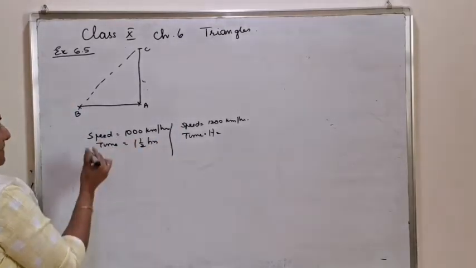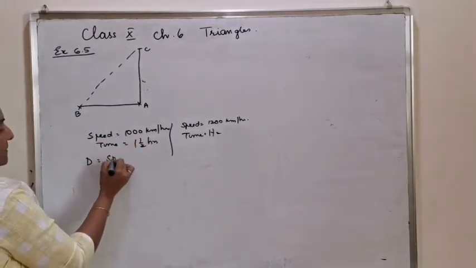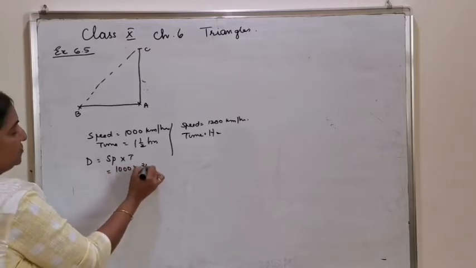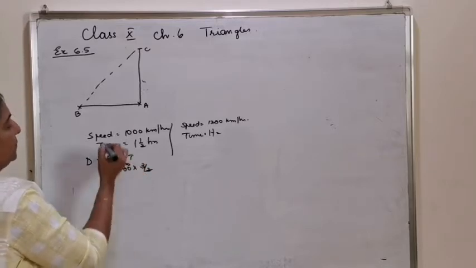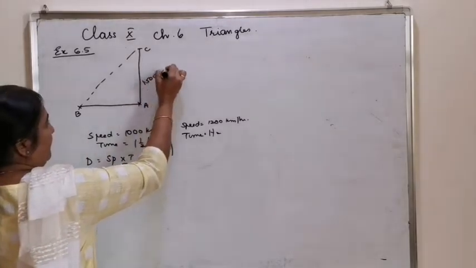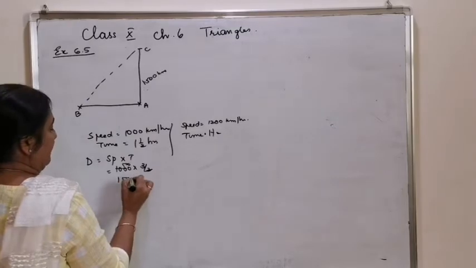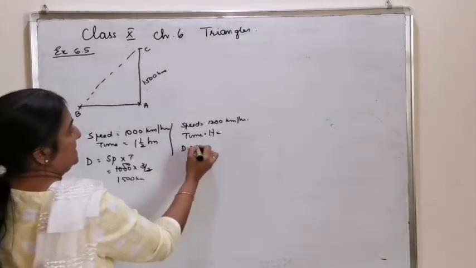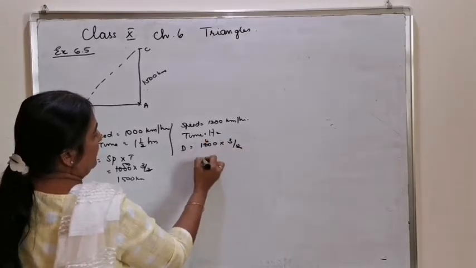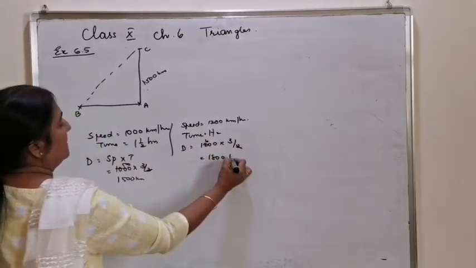So, if you know speed and time, distance is equal to speed into time, that is 1000 into 3 by 2 is giving you 1500 km, and the distance here is 1200 into 3 by 2, which is giving you 1800 km.